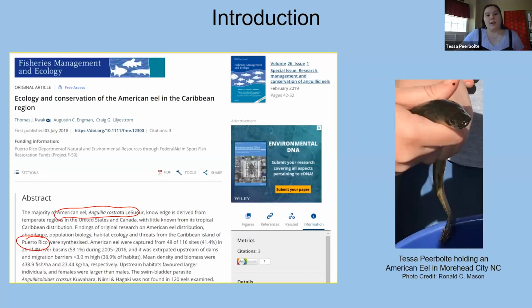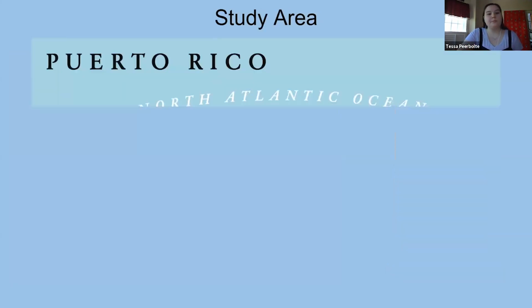Not much is known about this topic, therefore it's kind of a new frontier. To my knowledge, there's only one other paper that mentions the American eel in Puerto Rico, and some of our data is actually featured in this paper. The picture to the right is me holding an American eel in Morehead City. When I joined the project, the data had already been collected, so this was the first time that I actually got to hold a live American eel.